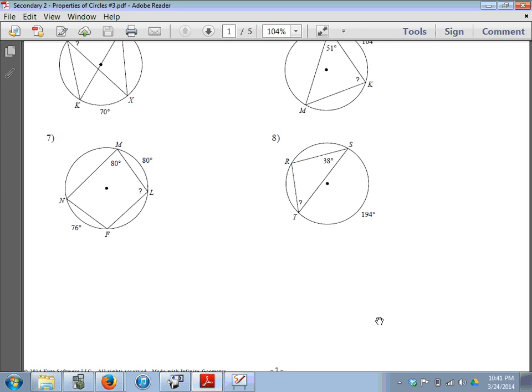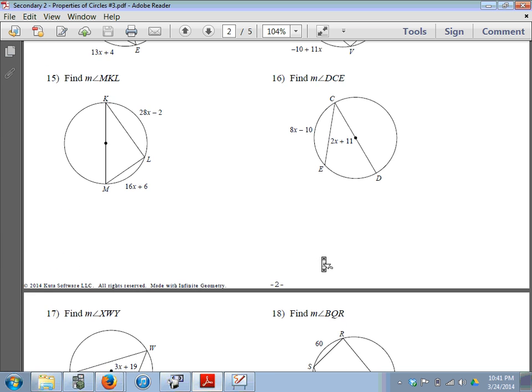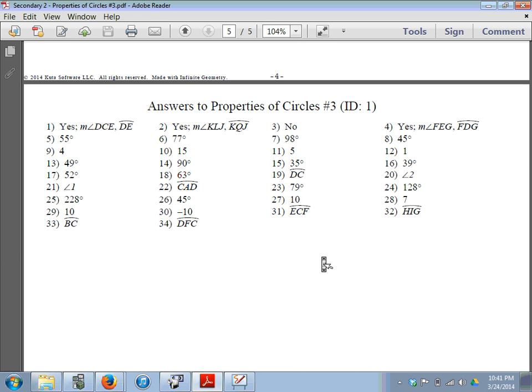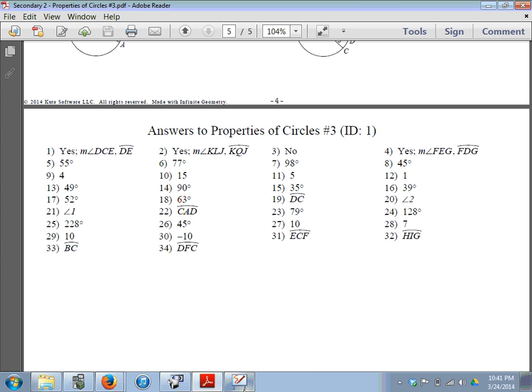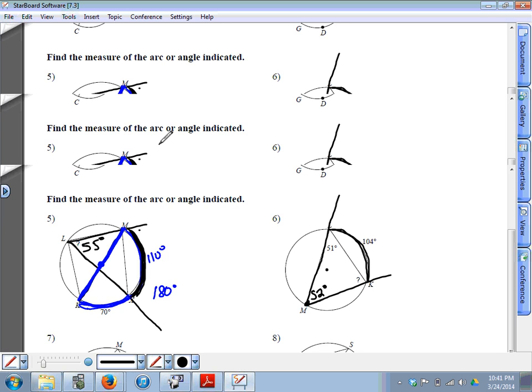So the answers for 6, 7, and 8: for number 6 it was 77 degrees, for number 7 it was 98 degrees, and for number 8 it was 45 degrees. I'll go over these next time if you're having questions, but that's what the answer should have been. Now, getting back to our notes here.